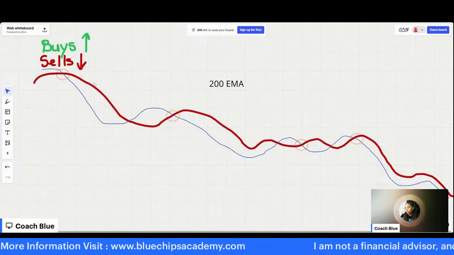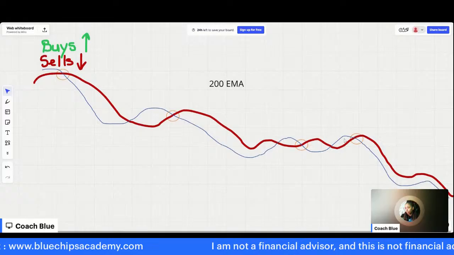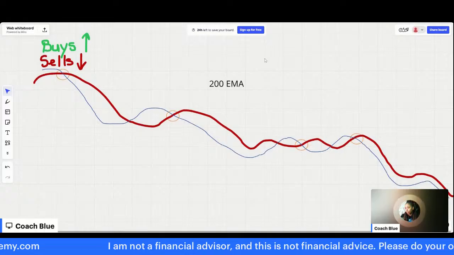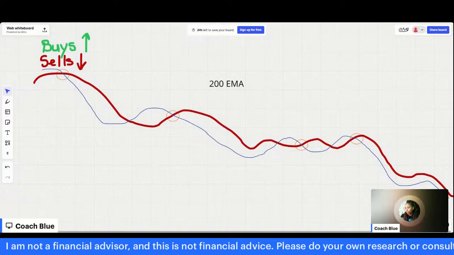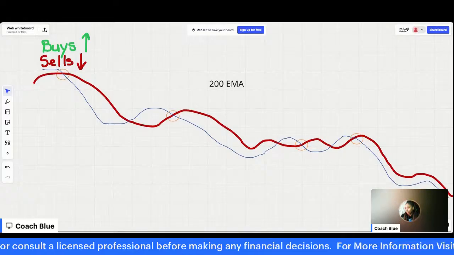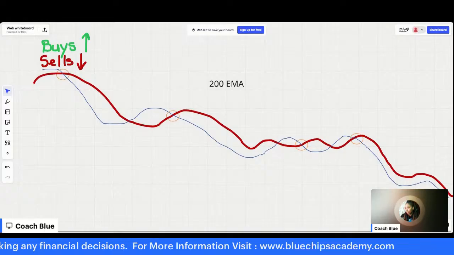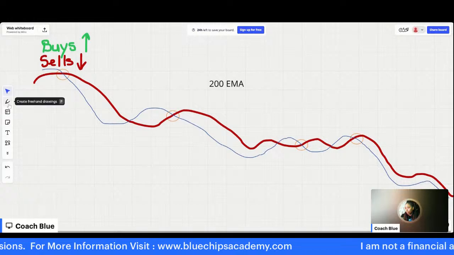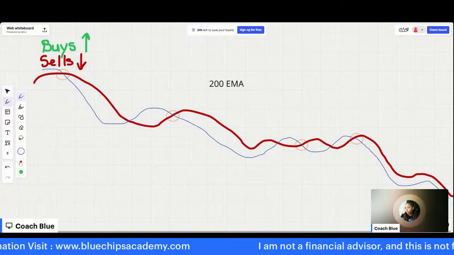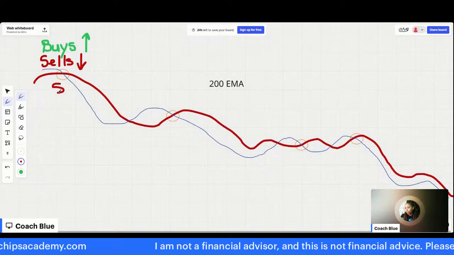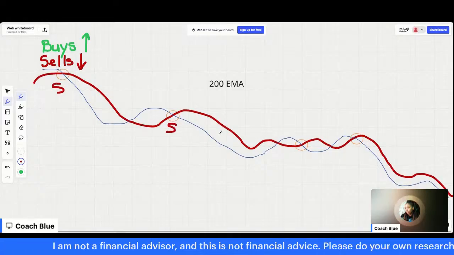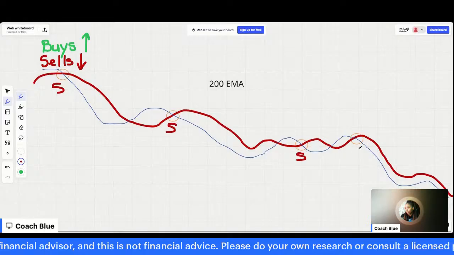So remember, when the market is going down, our directional bias is sales. We want to look for sales. All right, so if we're looking at this here, let's look at our records here. Let's go back and look at the points of entry. Okay, so if we're looking for sales here, here's a sale opportunity. Here's a sale.